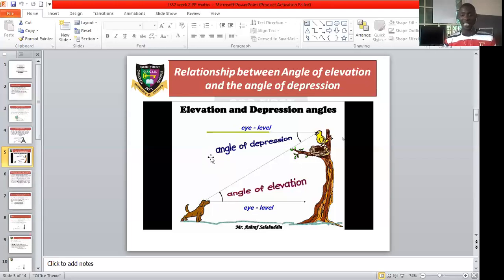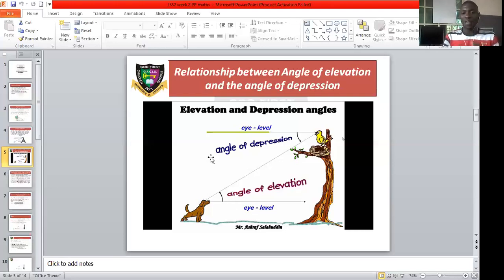For example, if you are standing here and you want to kill a lizard on a fence higher than your normal eye level, the angle by which you are looking at the lizard to aim at it and the angle by which the lizard is looking at you is the same angle. The angle is equal. Probably you are looking at the lizard at an angle of 30 degrees. The lizard is also observing you from the above level at an angle of 30 degrees. I believe you understand what I just said now.